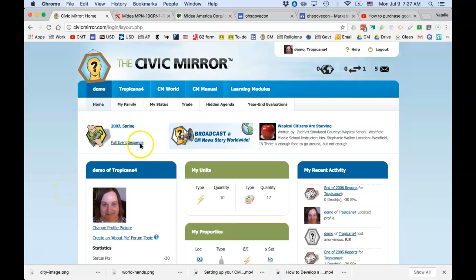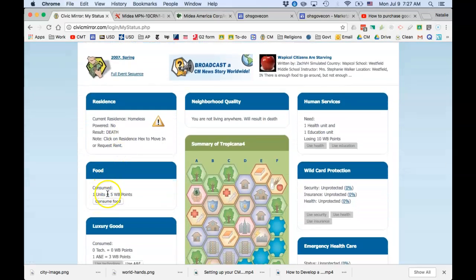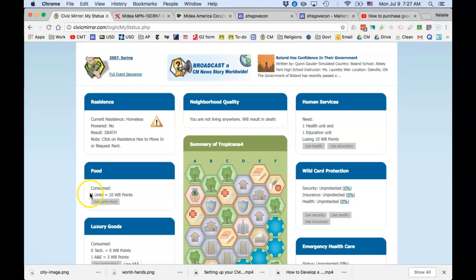Okay, so I've talked to the person, they've accepted it, they've put the trade through, so I'm going to go back to my status, and now this button is highlighted. These aren't because I don't have the units, but this one is highlighted. So I'm ready to click this button. Now my family is all fed for the year and they're not going to starve.